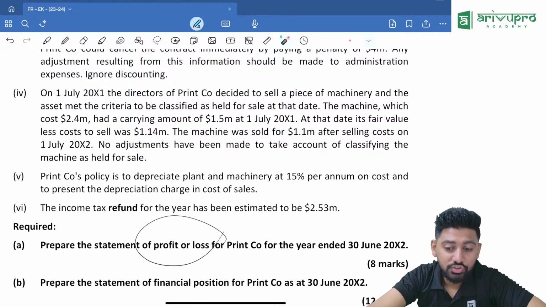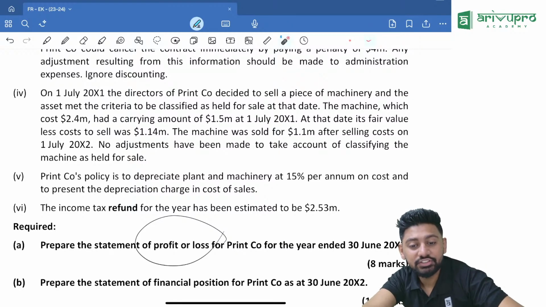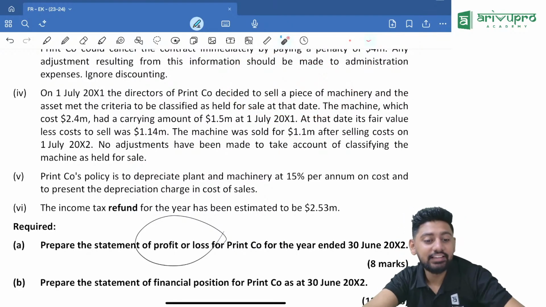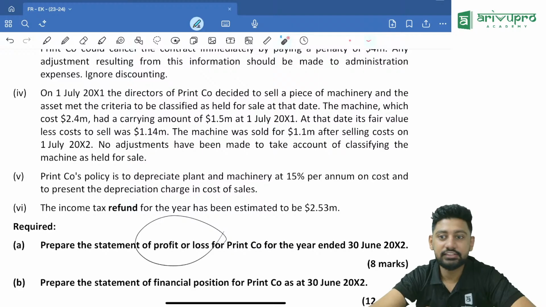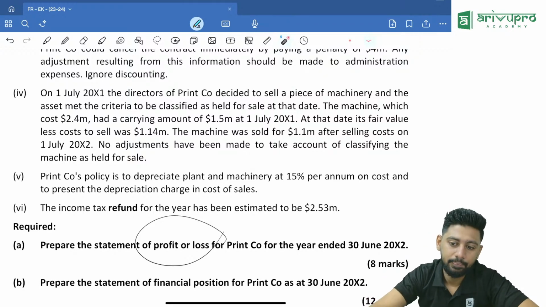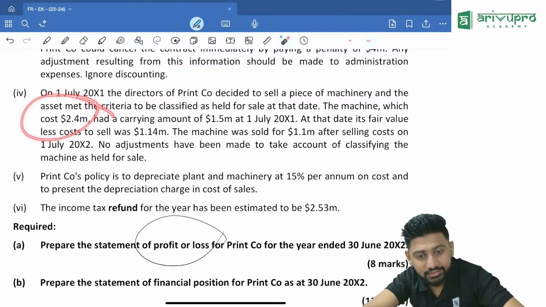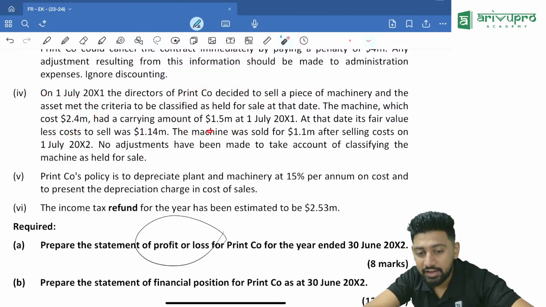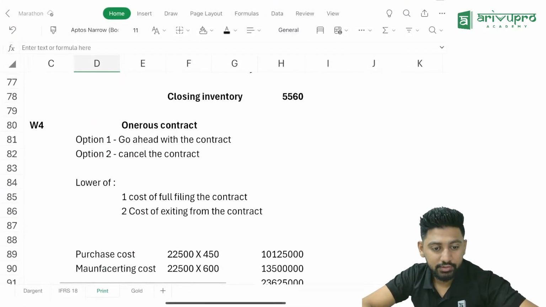On 1st of July 2011, that is at the beginning of the year, the directors of Printco decided to sell a piece of machinery and the asset met the criteria to be classified as held for sale at that date. Standard IFRS 5, non-current assets held for sale and discontinued operations. You have it for sale. The machine, which cost 2.4 million, had a carrying amount of 1.5 million at 1st of July 2011.